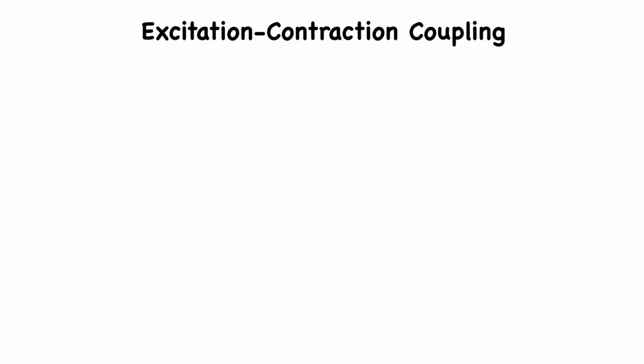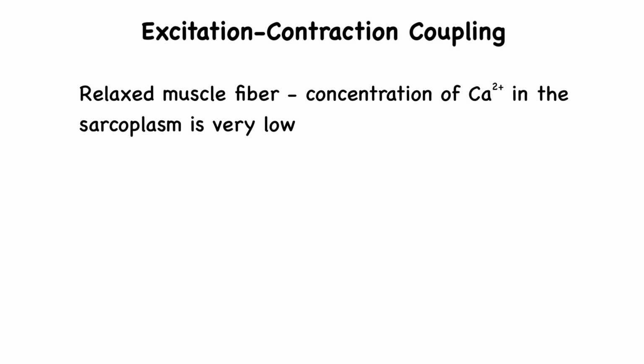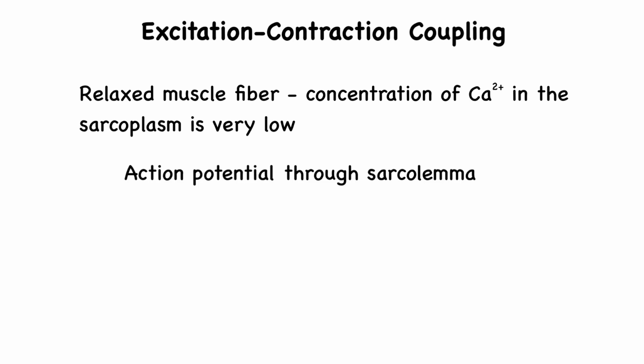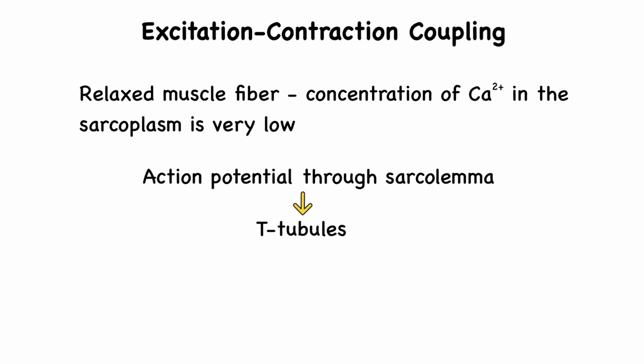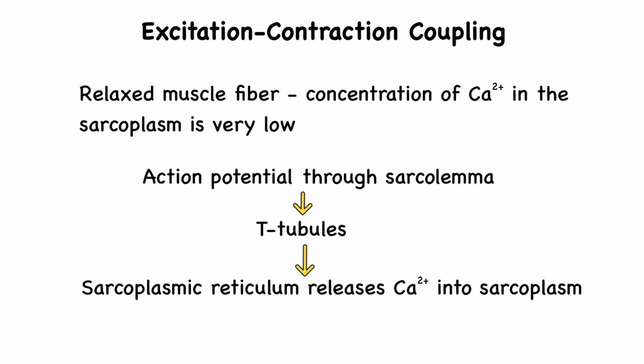When a muscle fiber is relaxed, the concentration of calcium in the sarcoplasm is very low. Once the action potential moves along the sarcolemma and into the T-tubules, it causes the sarcoplasmic reticulum to release calcium into the sarcoplasm, which triggers a muscle contraction. The sequence of events that links excitation, a muscle action potential, to contraction, the sliding of the thin and thick filaments, is referred to as excitation-contraction coupling.